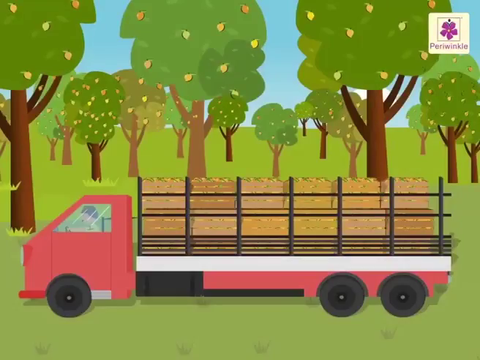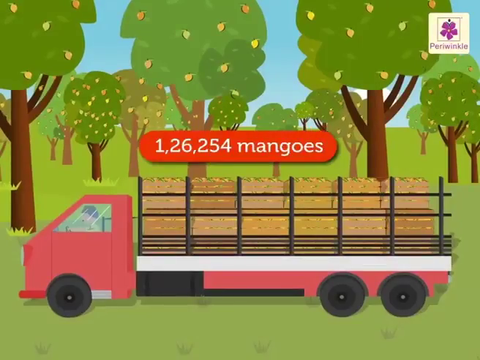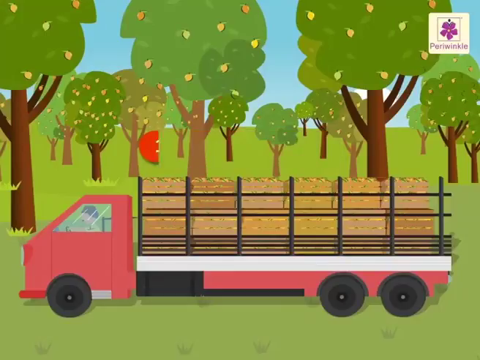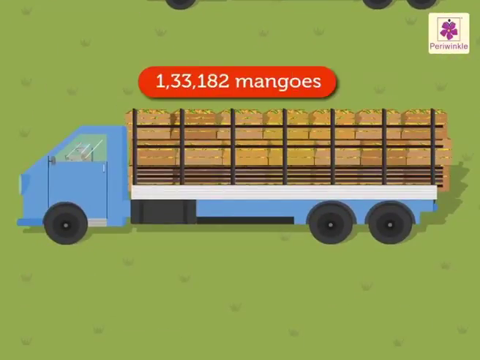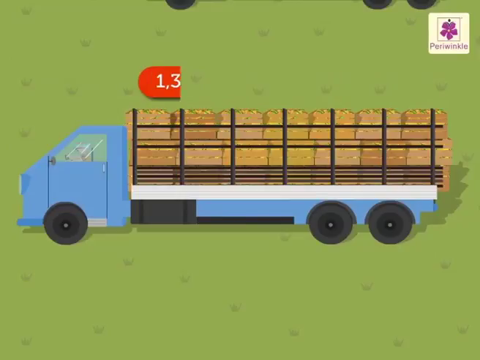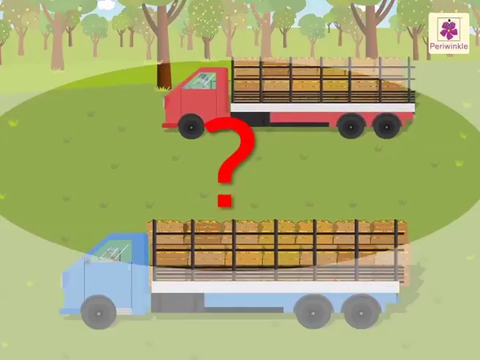Look at this mango farm. 1,26,254 mangoes have been loaded in the red truck. 1,33,182 mangoes have been loaded in the blue truck. How many more mangoes were loaded in the blue truck?